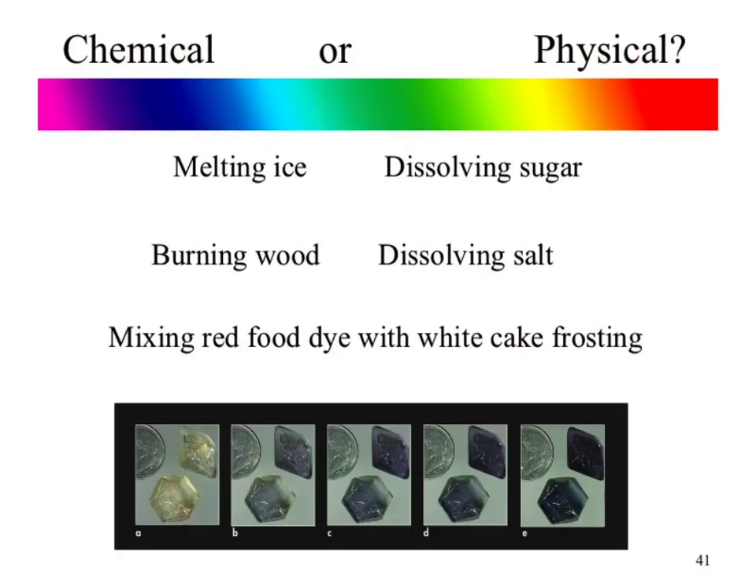So, chemical or physical, notice this one isn't red. Melting ice. Physical. Dissolving sugar. Physical. Burning wood. So you're suggesting physical. What happens to the wood when I burn it? It turns into charcoal.